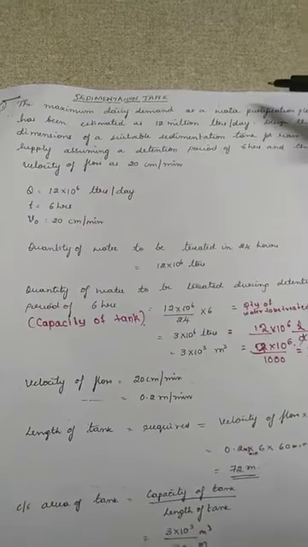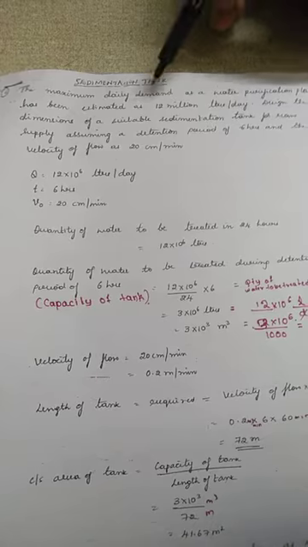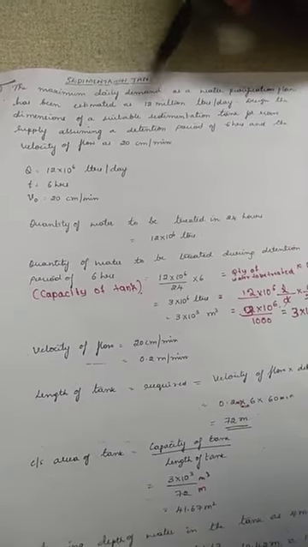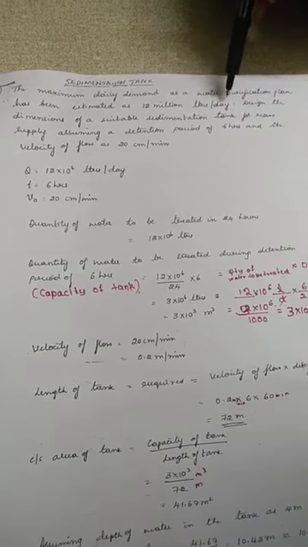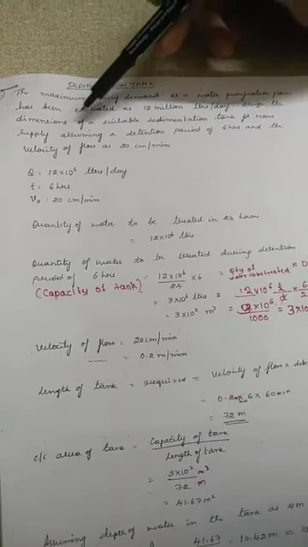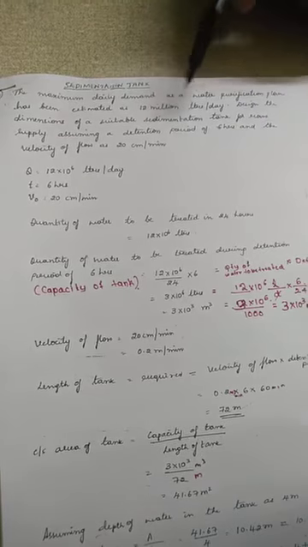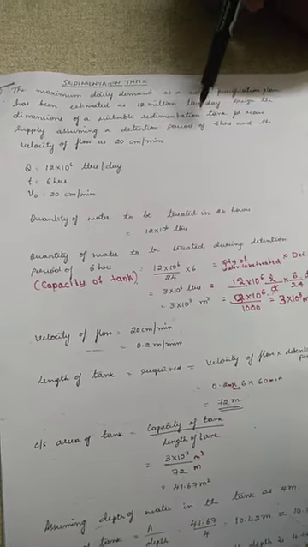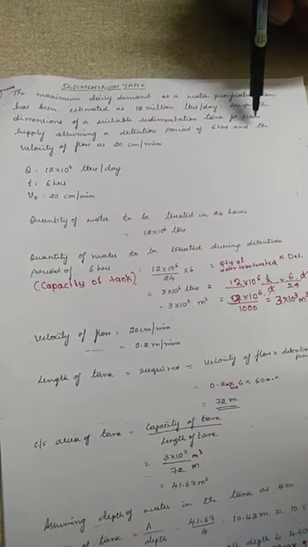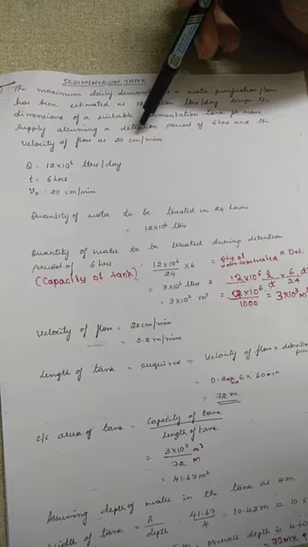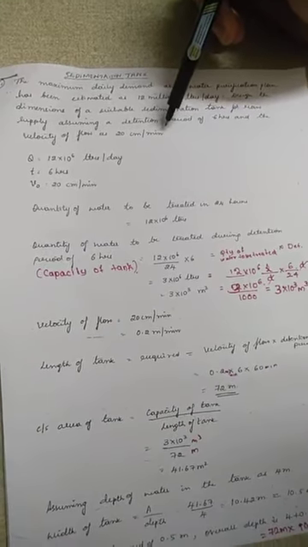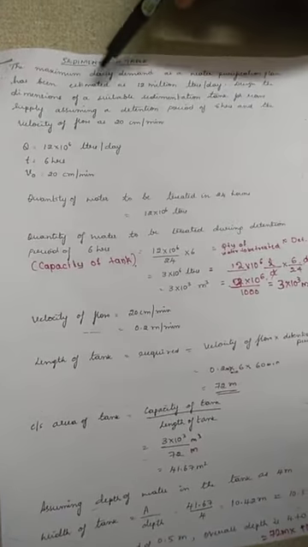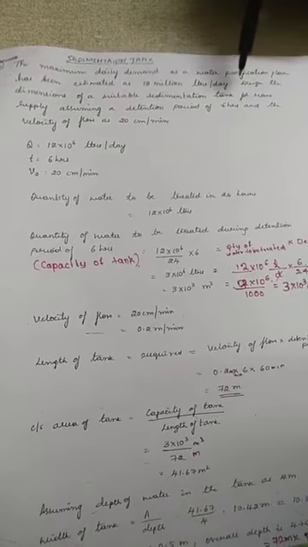Now coming to the next problem. The next problem is, the maximum daily demand at a water purification plant has been estimated as 12 million liters per day. Design the dimension of a suitable sedimentation tank for a raw supply, assuming the detention time period 6 hours and the velocity of 20 centimeter per minute. Now in this particular problem, what has been asked of you is, design the dimensions of a sedimentation tank.